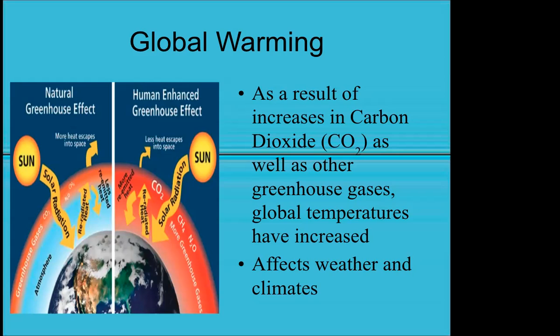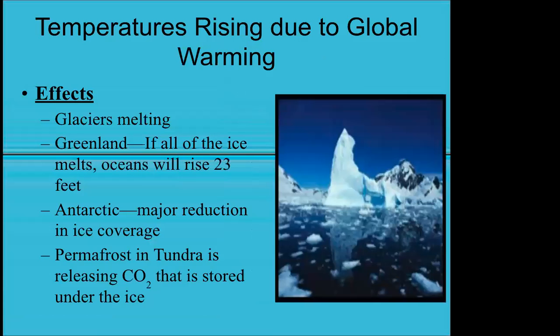Yep. Less re-emitted heat versus more re-emitted heat. Okay, so going back in, there's less re-emitting on the natural side. On the human enhanced, there's more, and then one more. What's one more thing you see? More greenhouse gases in the human enhanced side, because we contribute a lot to greenhouse gases being put into the atmosphere. Okay? All right.